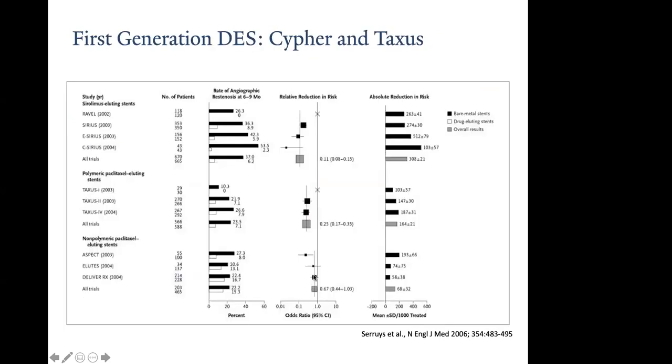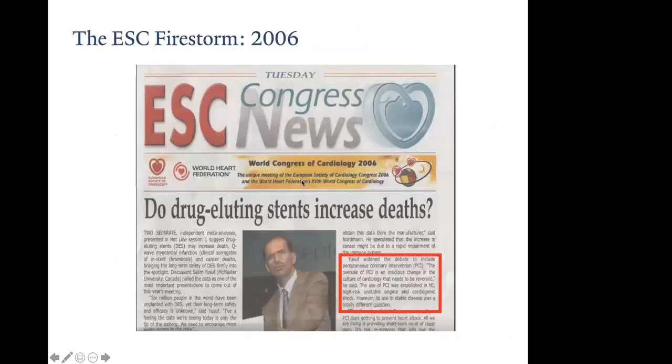This is a meta-analysis in the New England Journal of Medicine looking at the first generation drug-eluting stent trials. So the dark lines are bare metal stents. If you look at the rate of angiographic restenosis, bare metal stents were higher in every study. And so the relative reduction in risk for drug-eluting stents was pretty significant compared to bare metal stents.